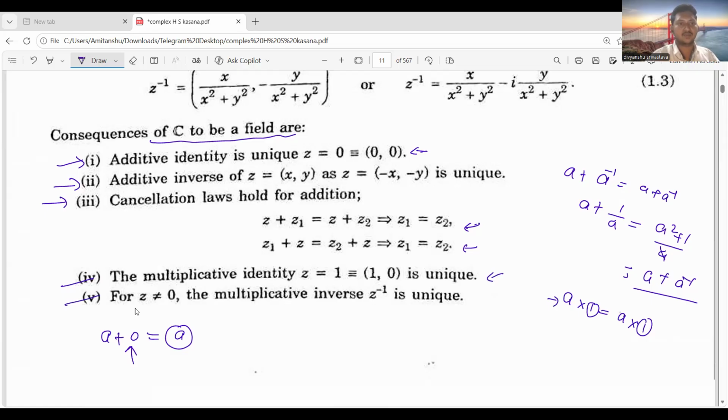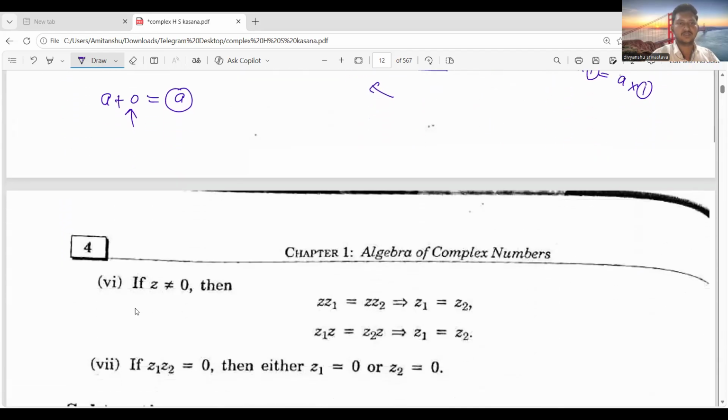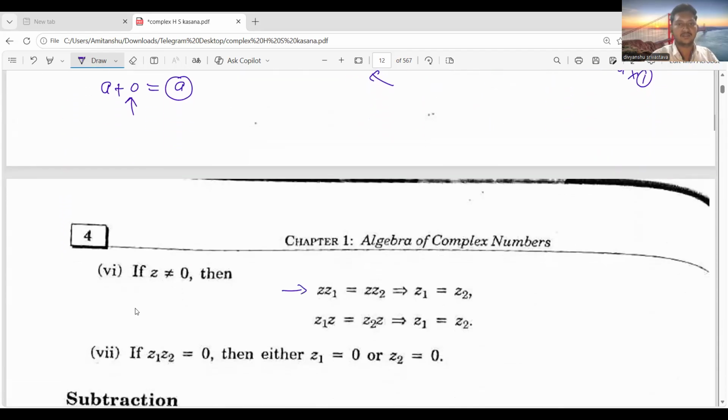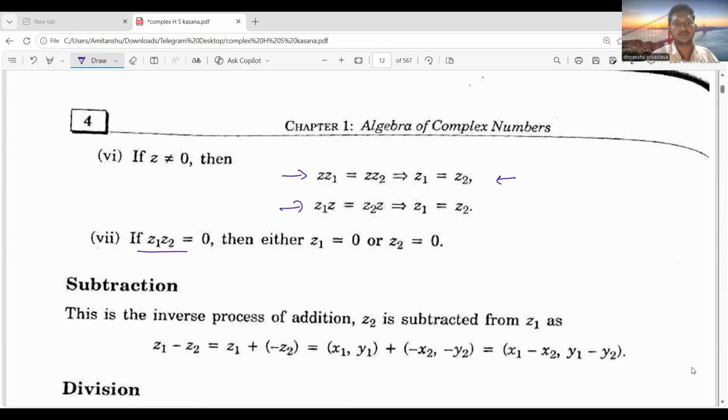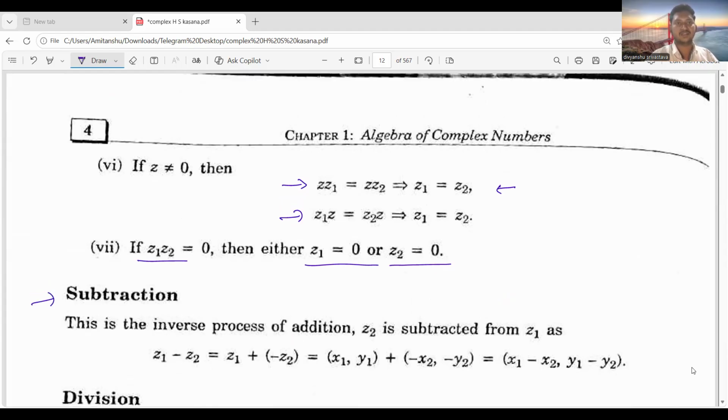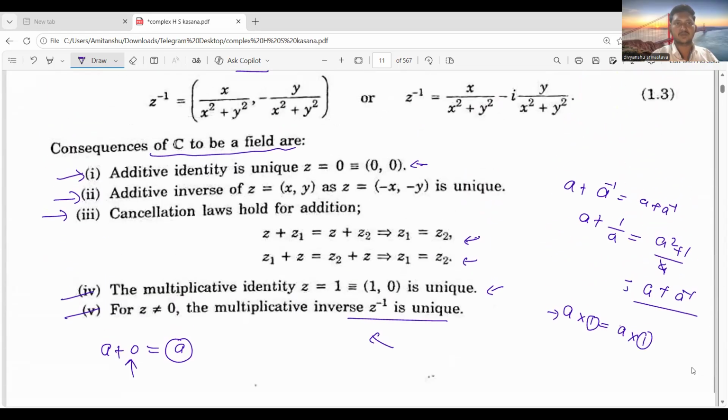Next, when z is not equal to 0, then the multiplicative inverse is unique. Now when z is not equal to 0, if z z1 is equal to z z2, then z1 is equal to z2, and z1 z equal to z2 z gives z1 equal to z2. And if z1 z2 equals 0, then either z1 is equal to 0 or z2 is equal to 0. These are basically the properties. Some properties about C being a field, R or not.